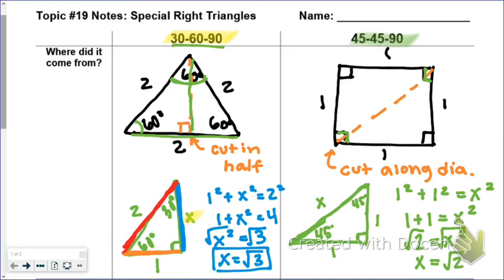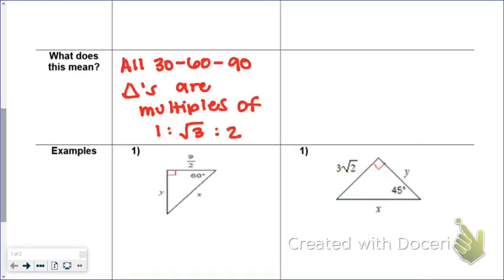All right? Nice. So again, what does that mean? So let's go back over here.